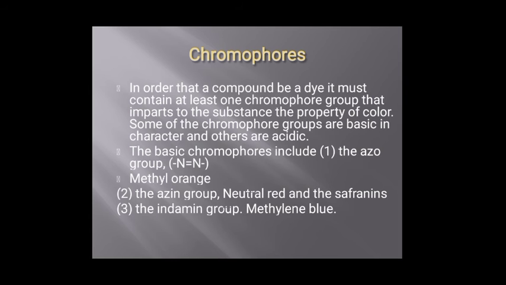Now the basic chromophores include three different types of chromophore group. The first one is the azo group, that is a double bond between nitrogen atoms. An example of a stain containing the azo group is methyl orange. The second type is the azine group, which is responsible for imparting the coloring property. Examples of stains are neutral red and safranin.